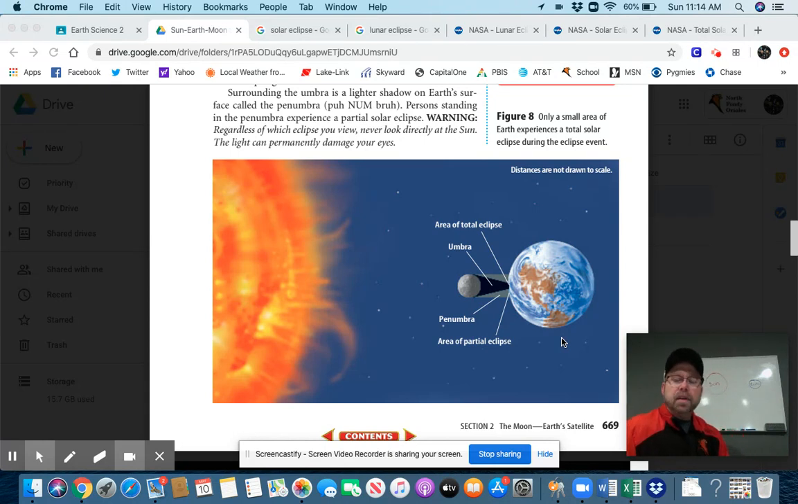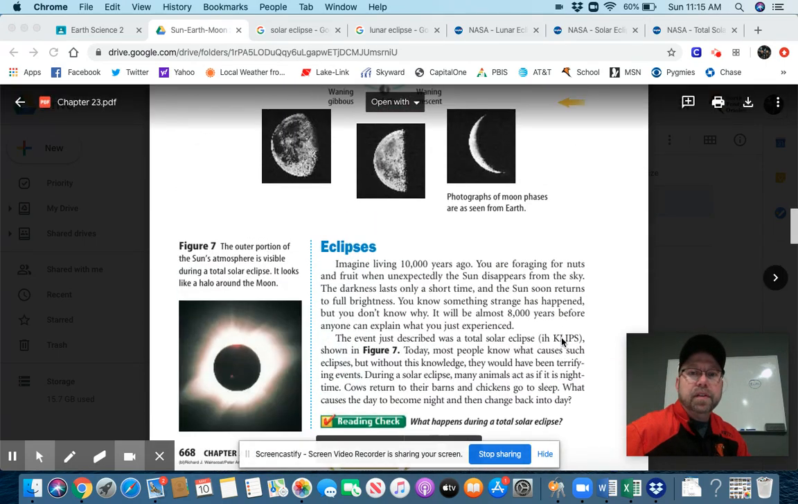Today, we're going to finish up the week talking about eclipses, which are two of the neatest phenomena that occur because of the interaction of the sun, the earth, and the moon.